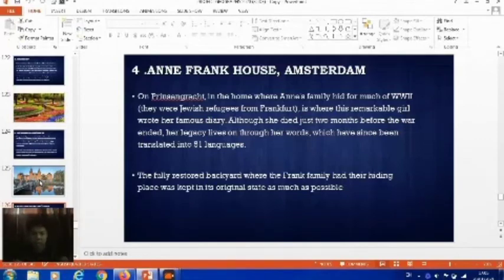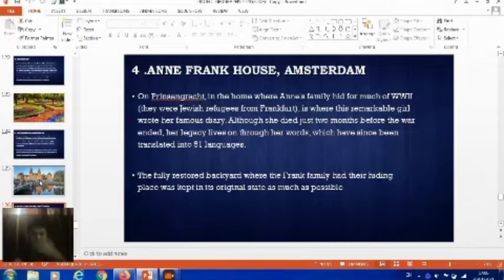Anne Frank, the Jewish girl, wrote her famous diary in hiding. She died just two months before the war ended. The legacy lives on through her work, which has been translated into 51 languages, and the hiding place was fully restored to keep the original state as much as possible.